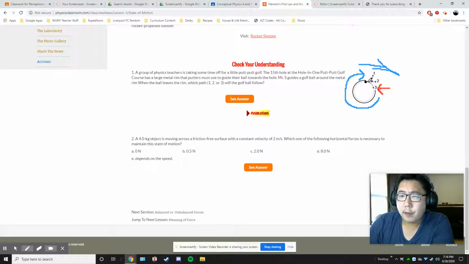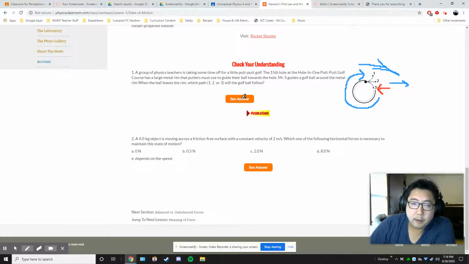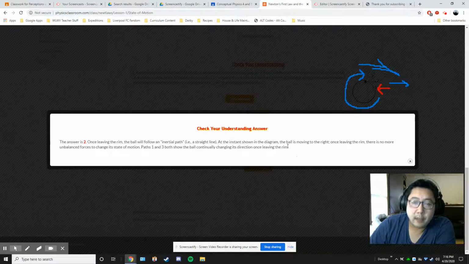So the logical answer has to be two, because all the movement of this ball is now in this easterly direction, let's call it. So that should be the answer. Let's double check to make sure it is the answer. Yes, it is. And as you can see, once leaving the rim, the ball will follow an inertial path, which is a straight line. And that's kind of a key thing.